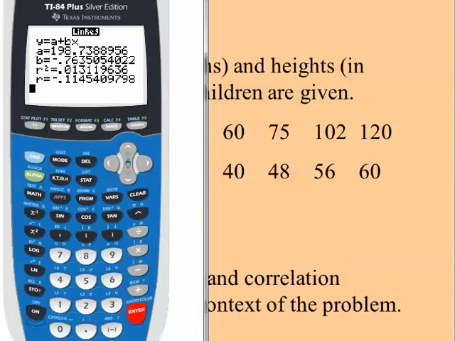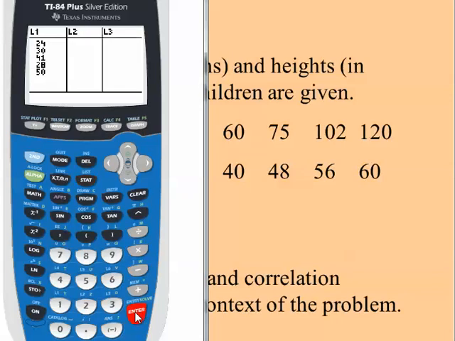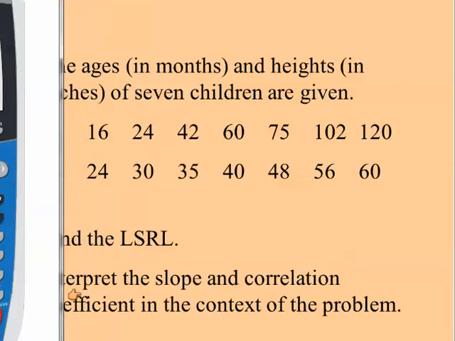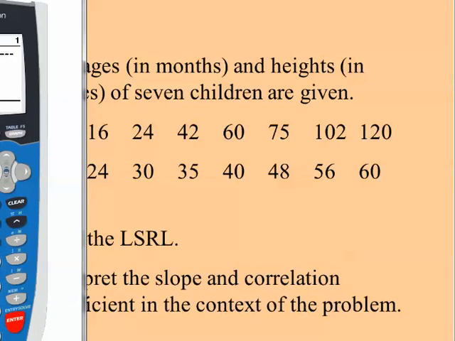So let's do that. Let's come up here and press Stat, go over to Edit and hit Enter. Let's go up to L1 and clear. I don't want to see this data in there. Go up to L1, hit clear, data gone. I'm going to move my mouse over a little bit so I can key this data in quickly. I've got 16, 24, 42, 60, 75, 102, and 120.